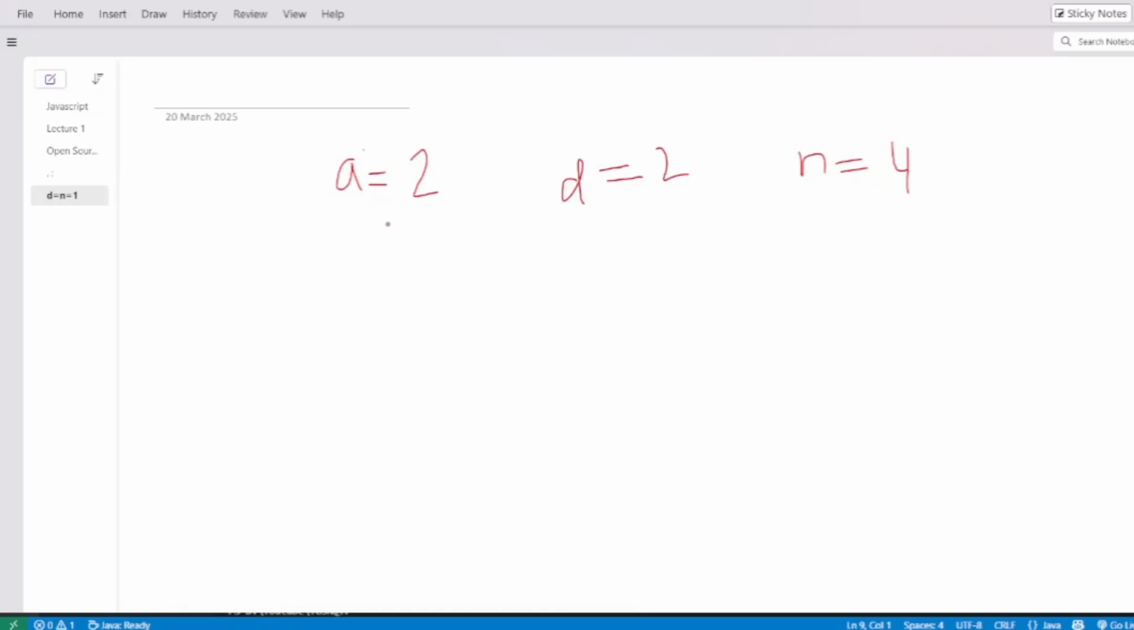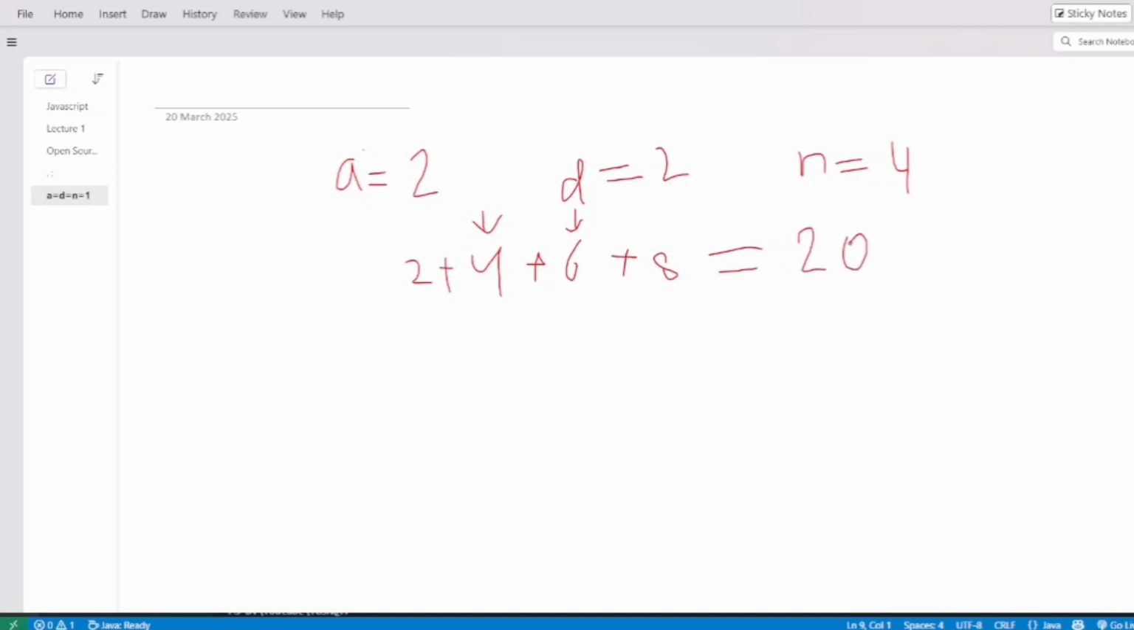If we start from A, that is 2, then the next term is A plus D, which means 2 plus 2, 4. The next term is the previous term plus D, which means 4 plus 2, 6. And the next term is the previous term plus D, which means 6 plus 2, 8. So there are 4 terms, 2, 4, 6 and 8, and the sum of these terms is equal to 20.